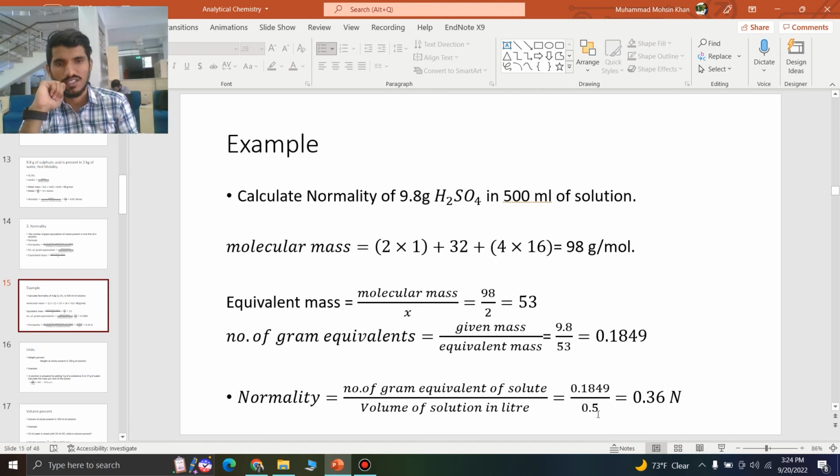And how did I get the volume of solution in liters? The volume of solution is given in the question. As you know, we have 500 ml of solution, that means in liters that will be equal to 0.5 liters. So I have to write 0.5 liter in place of the volume of the solution, and write 0.2 in place of the number of gram equivalents of solute, and then finally dividing, I'll get the answer 0.4 normal.